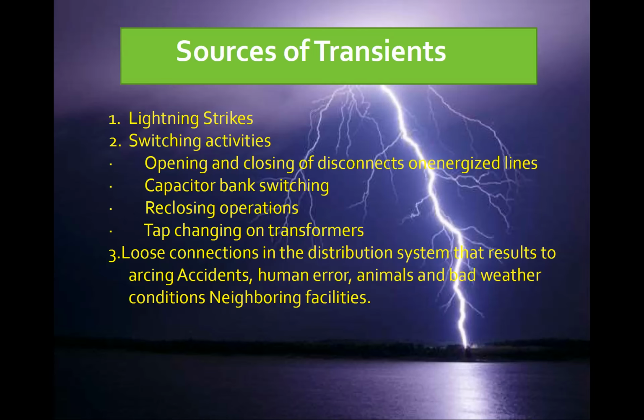The source of transients is normally lightning. You know, lightning is very fast. Another source is switching activities, when we close or open disconnectors due to maintenance, breakdown, or corrective activities. Also capacitor bank switching, when we close. When a fault happens, our breaker opens. Normally it's a temporary fault, so we try to reclose our breaker, and that produces transients. Transformer tap changing, or loose connections in the distribution system that produce arcing.